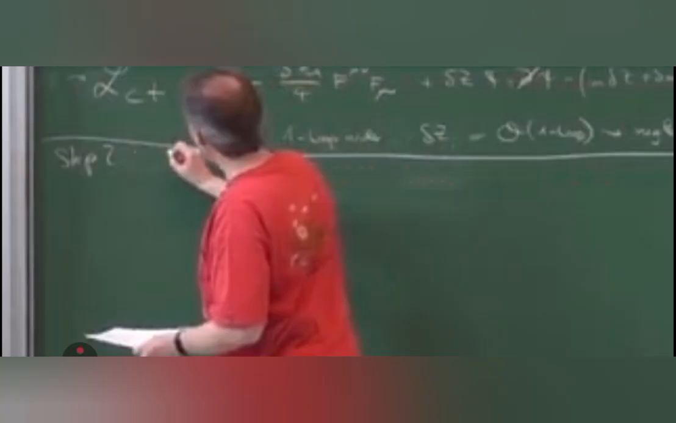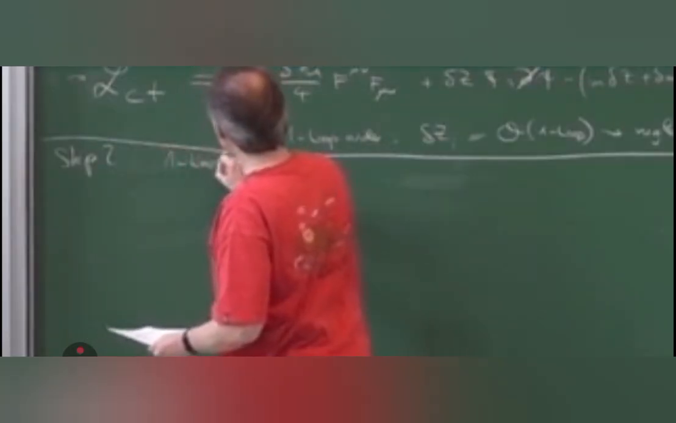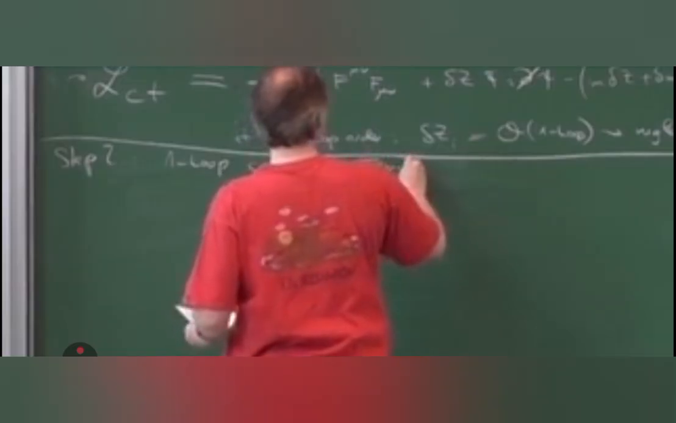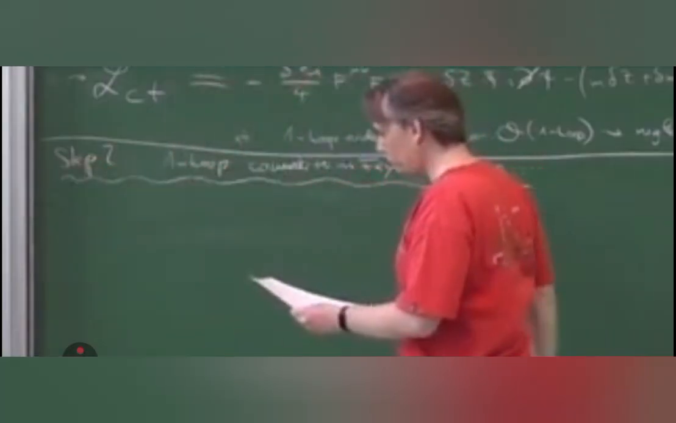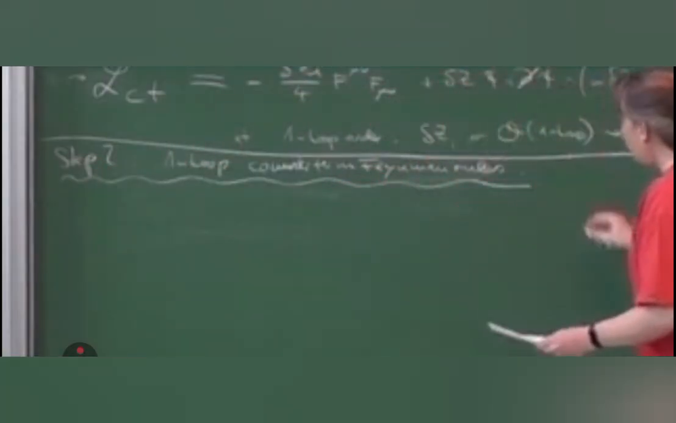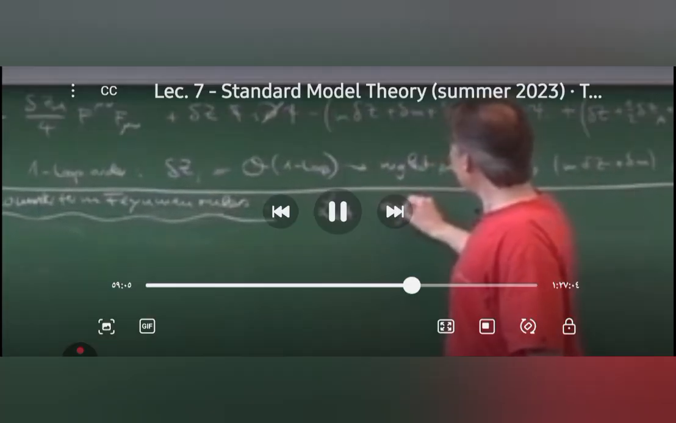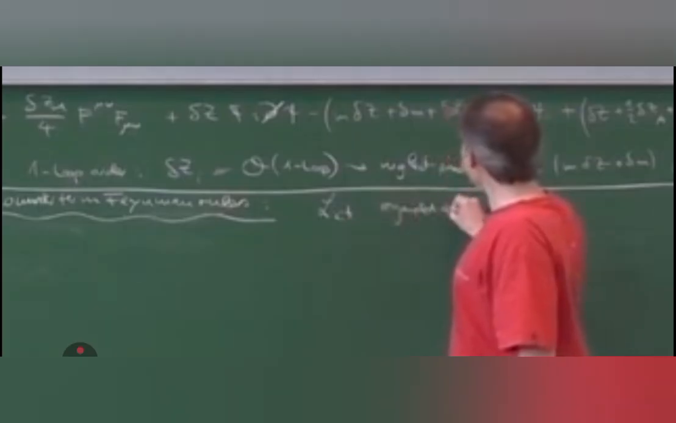One loop counter term Feynman rules. So the procedure is that this L counter term is regarded as a new interaction.